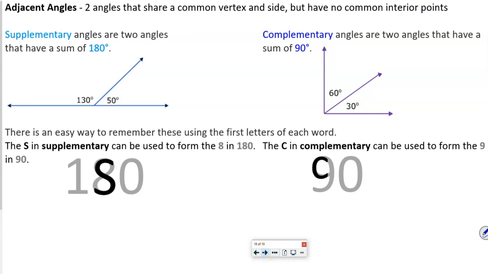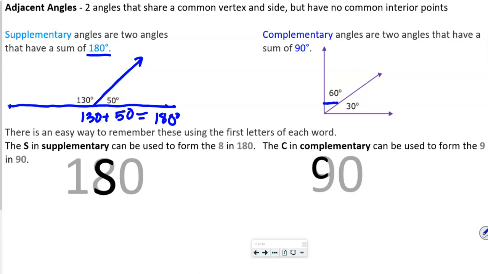So now we're going to talk about adjacent angles. Adjacent angles mean that they're angles that share a side, okay? They don't have any common interior points, but they do share a side. So supplementary angles and complementary angles are adjacent angles. Supplementary angles have a sum of 180. They form this straight line right here, right? You see that, right? So if one of these angles is 130, then the other one has to be 50 because these two, when I add them up, have to equal 180, right? And they do because they form a straight line.